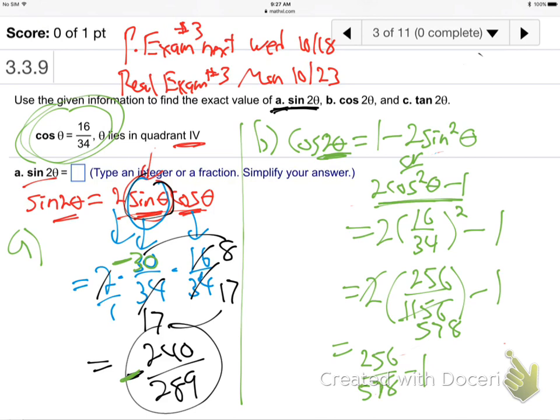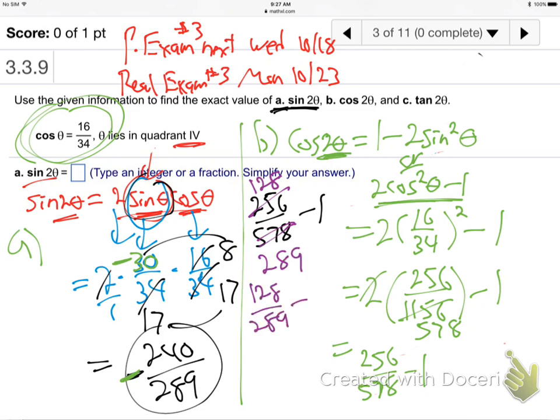Then reduce that thing. So I'm going to reduce it. Let me bring it over here. 256 over 578 minus 1. I'm going to divide top and bottom by 2. Divided by 2, it's 128. Divided by 2, it's 289. So 128 over 289 minus 1.